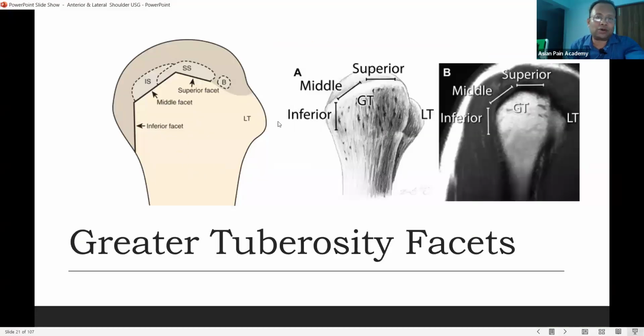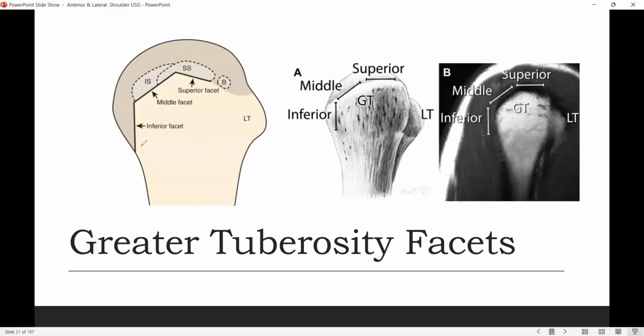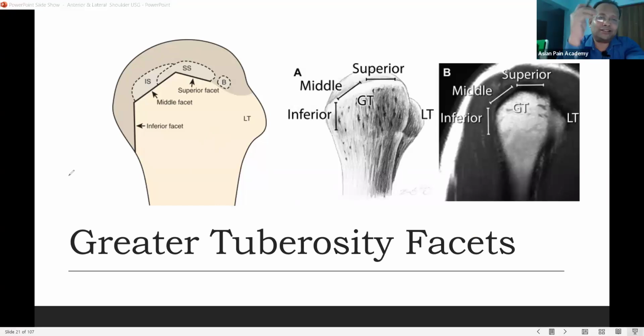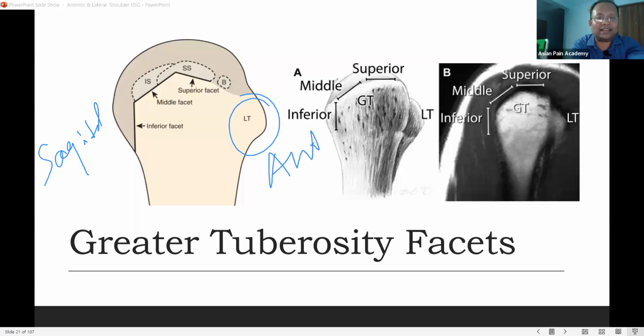Greater tuberosity facet. So try to understand how we are seeing this structure. Again, this structure, I took many months to understand this picture. So this is a sagittal view at the level of the lesser trochanter. You are seeing from the side. This is anterior and this is posterior.